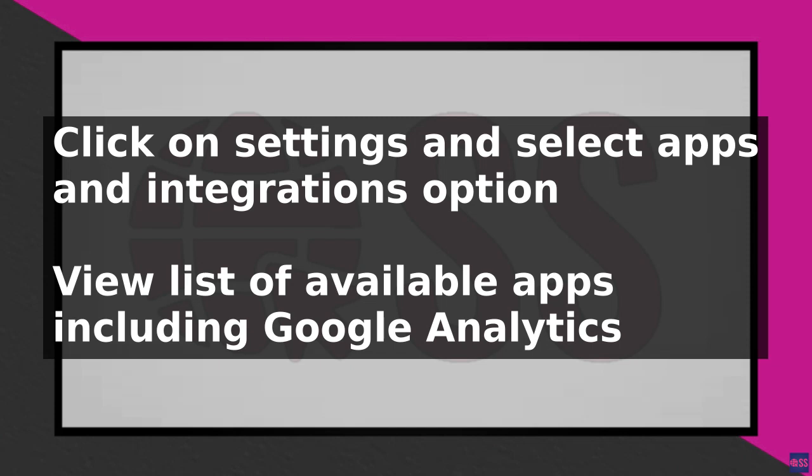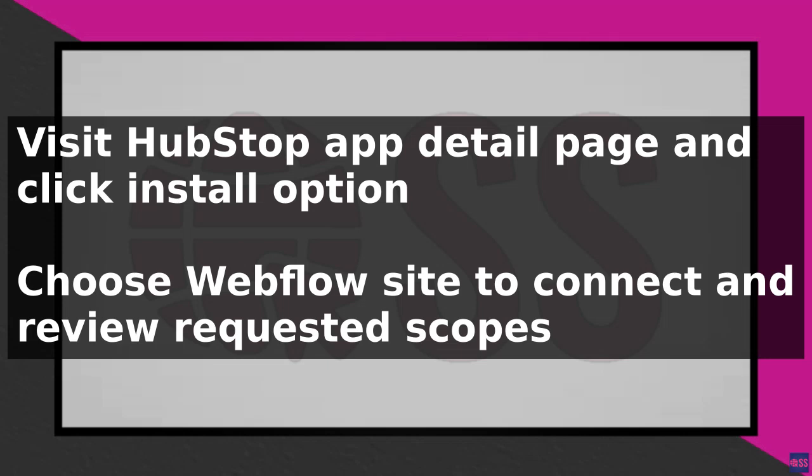From there, click on Apps and Integrations, where you will see a list of available apps, including Google Analytics and Google Optimize. To connect HubSpot, visit the HubSpot app detail page and click on Install. Then, choose the Webflow site you want to connect to HubSpot.